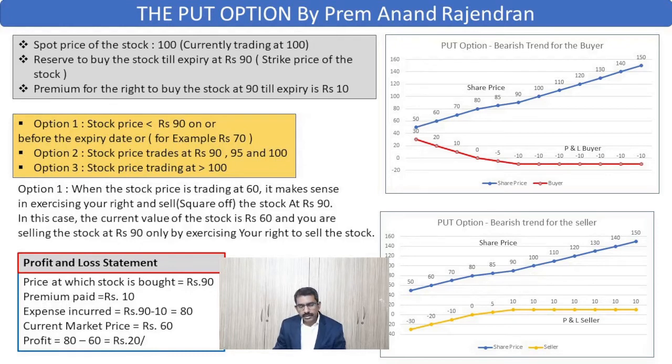So if you look at when the stock price decreases, there is a corresponding loss for the seller. At 80 is the break even point, and below 80 if the stock trades, then it is a loss for the seller. So the profit of the buyer is the loss for the seller here. But if the stock trades at 90 or above 90, then there is a rupees 10 profit for the seller. So I hope this line chart is very clear and explains how the put option is traded between the buyer and the seller.